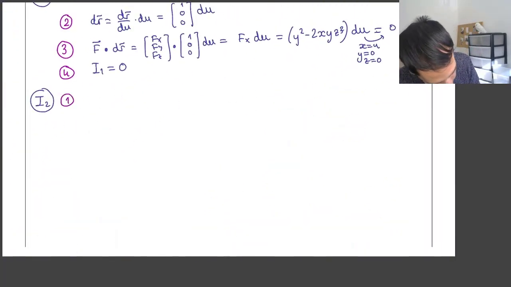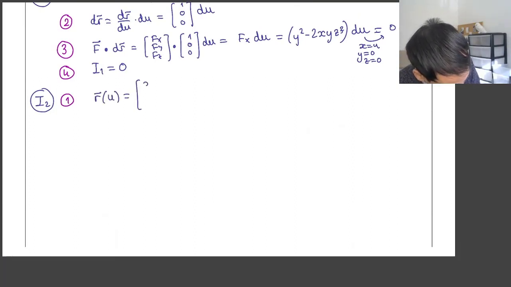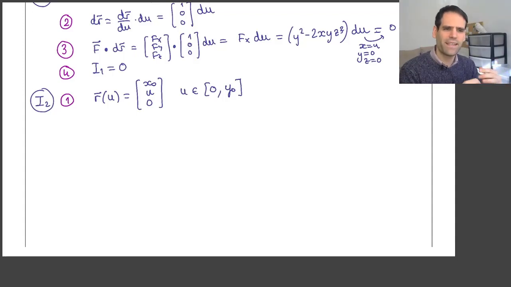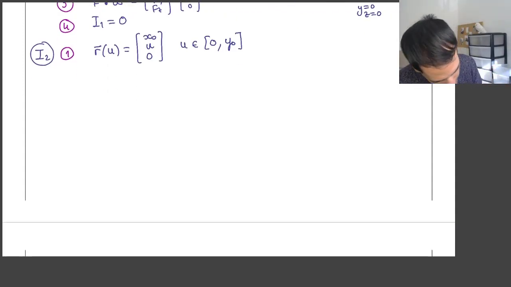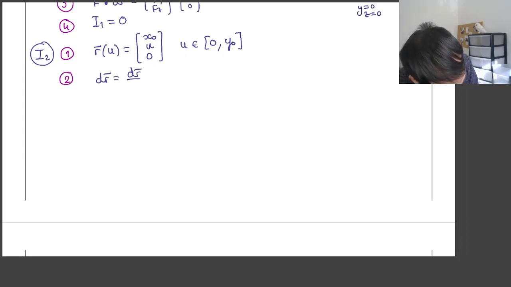Step 1, parameterize r of u. We keep x constant at x0, we keep y as our parameter, which let's call u, and we keep z constant equal to 0, with u changing between 0 and y0. And this parameterizes this straight line. Now, step 2 is to find dr. And dr is just dr over du times du. So we will get 0, 1, 0 du.